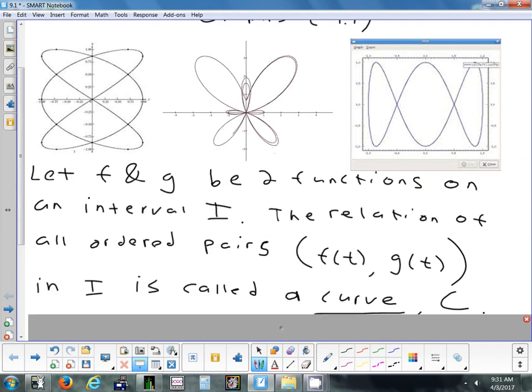All right, so the idea is if you take all the ordered pairs that you would get by plugging the numbers on that interval into function f, and then plugging all the numbers on that interval into function g, putting those together as coordinates and graphing them would give you a parametric curve. Now, curve doesn't necessarily mean that the graph is curved. Curve is just the name they give to a parametric picture. Those are all parametric curves.